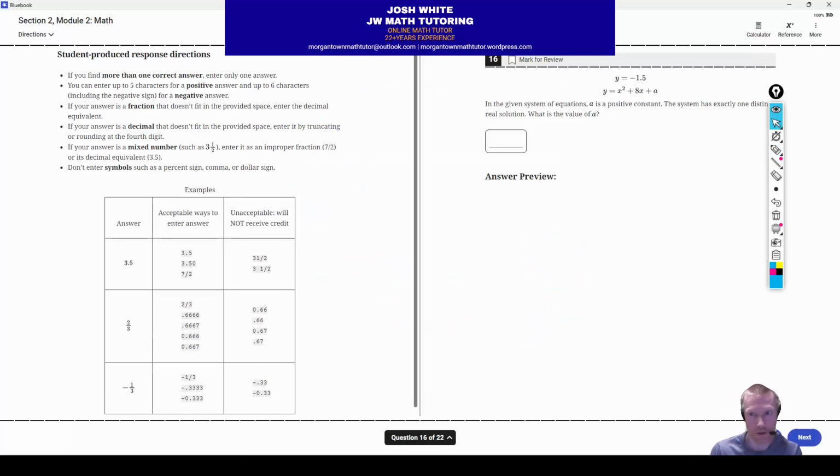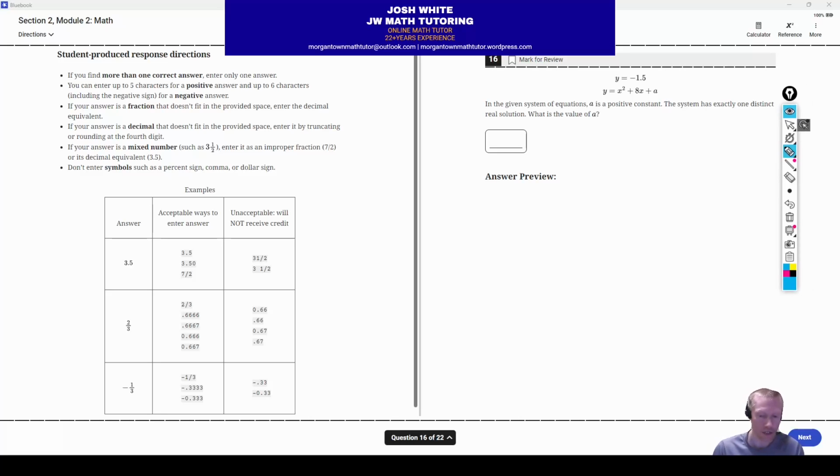Next question, we have another student-produced response. This one, again, is another one where you can do it in Desmos, but because the answer is not an integer, it's a decimal, it might take you a little bit of time to figure it out. So I will first show the theoretical explanation for it, and then from there go on to show you how you could do it in Desmos.